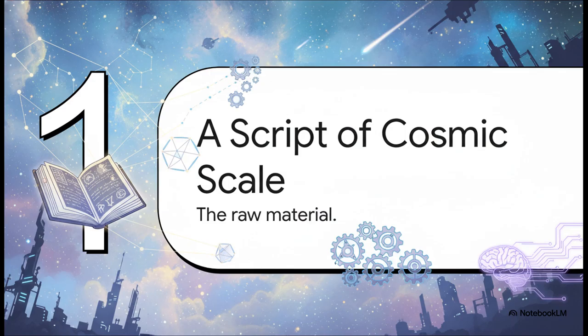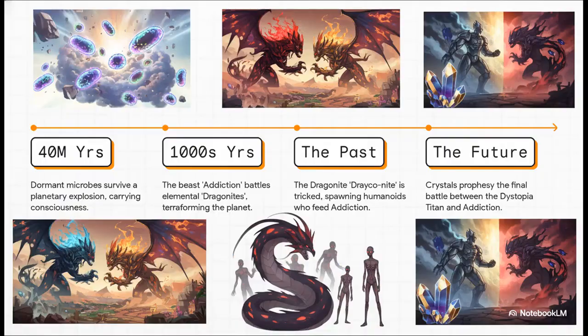Okay, first things first. Let's look at the raw material we're working with. The script is called Dystopia, and honestly, it's less of a normal screenplay and more like a cosmic history book. Understanding just how big this thing is, well, that's key to seeing why the AI tools we have now just can't handle it. Just take a look at the timeline here. This is wild. We are not talking about a story that happens over a couple of days. We start 40 million years ago. We cover wars that terraform planets, a massive deception that creates humanity, and ancient prophecies about a final battle. So the challenge is, how do you possibly teach an AI to understand the sheer weight of all that history and put it into every single frame?